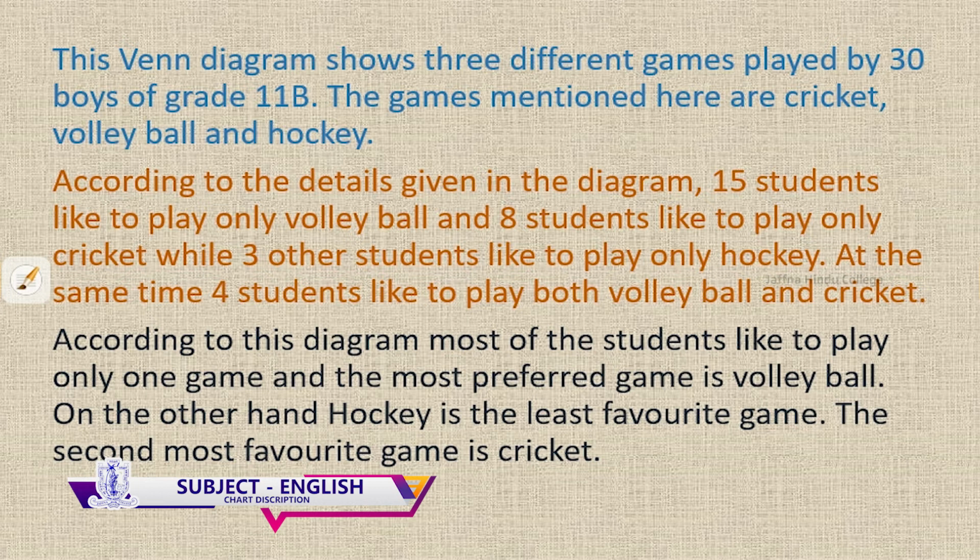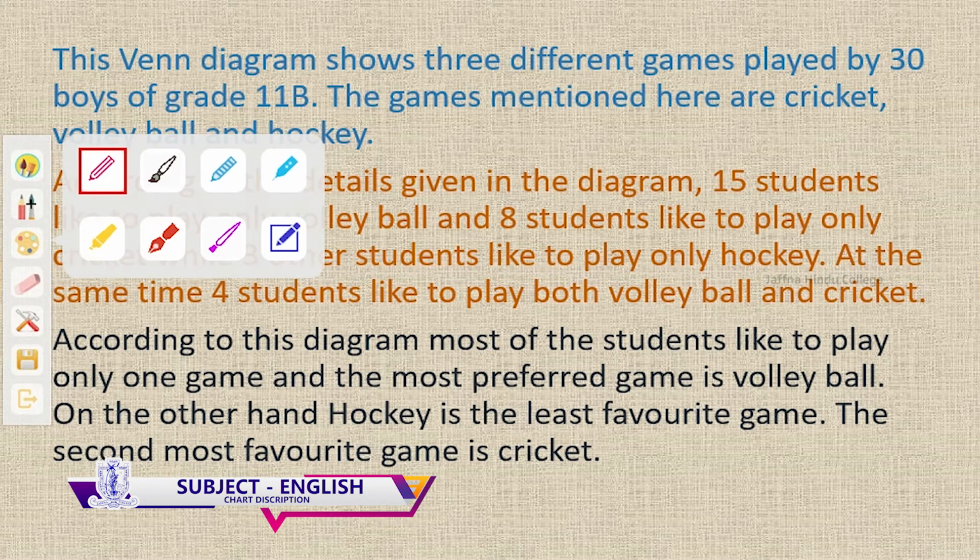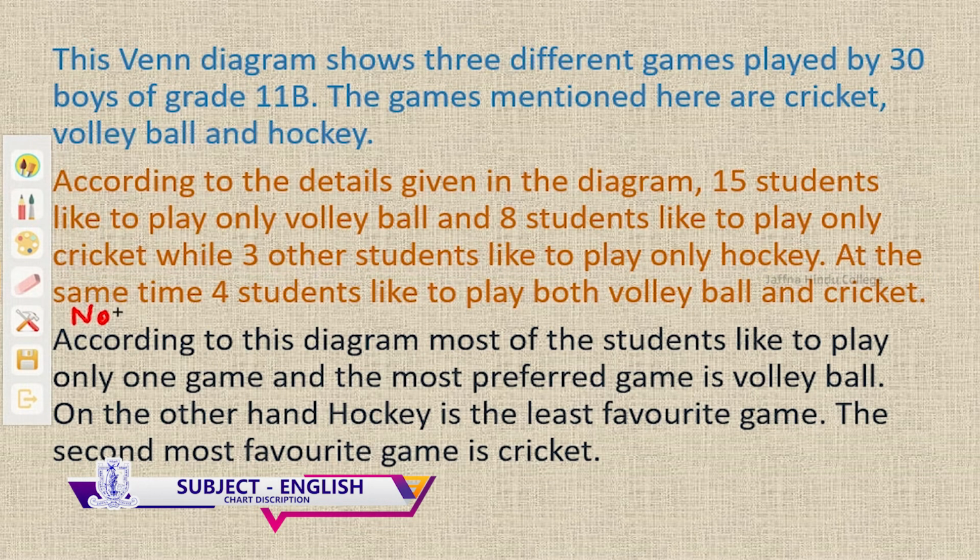In the second paragraph, the key data. According to the details given in the diagram, 15 students like to play only volleyball and 8 students like to play only cricket, while 3 other students like to play only hockey. At the same time, 4 students like to play both volleyball and cricket. Here you can write that also. None of them like to play all the 3 games.